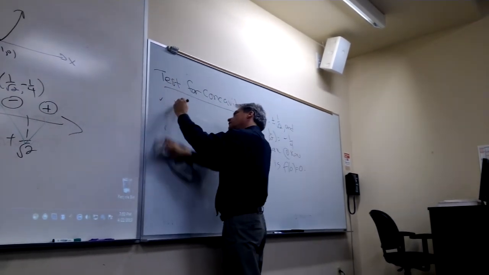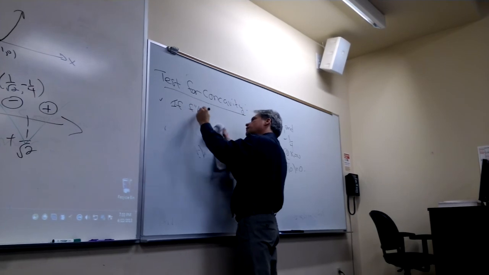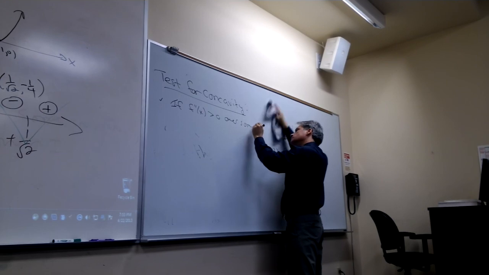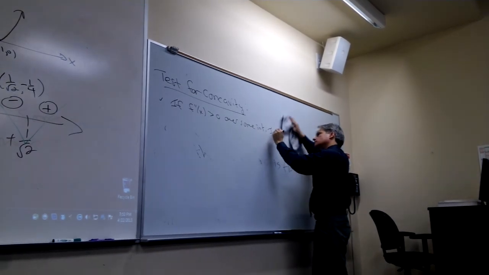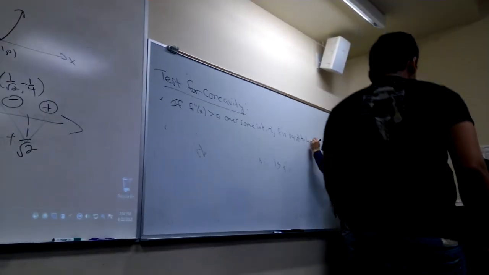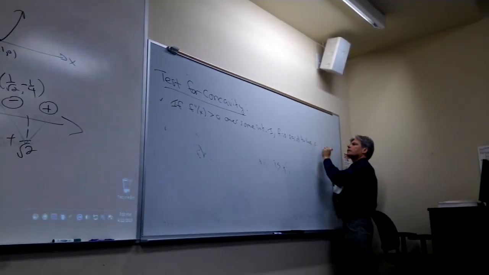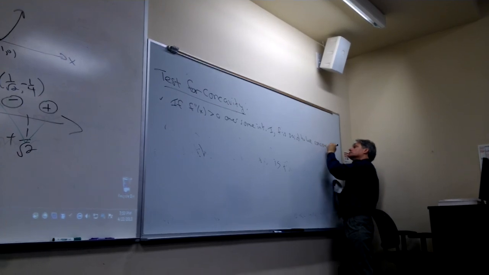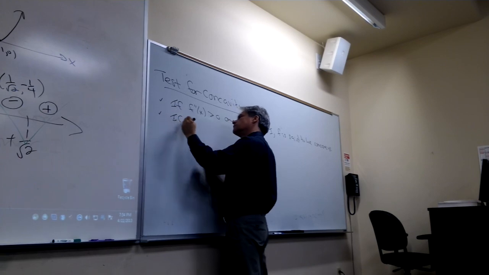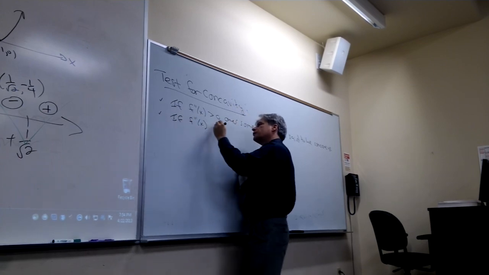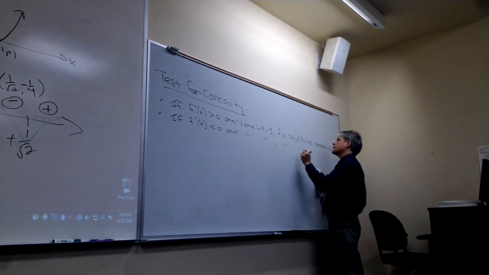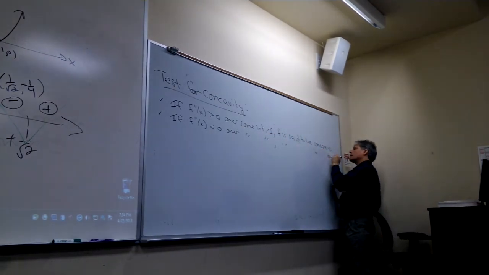Number one, if f double prime of x is strictly positive over some interval I, f is said to be concave up. If, however, f double prime of x is strictly negative over some interval I, then f is said to be concave down. Well, at least over the interval.